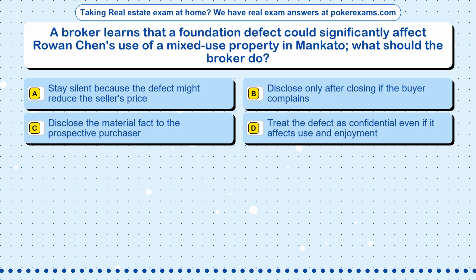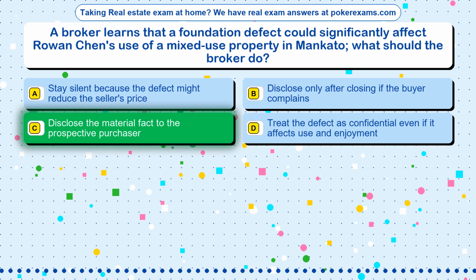Question 67. A broker learns that a foundation defect could significantly affect Rowan Chen's use of a mixed-use property in Mankato. What should the broker do? Option A, stay silent because the defect might reduce the seller's price. Option B, disclose only after closing if the buyer complains. Option C, disclose the material fact to the prospective purchaser. Option D, treat the defect as confidential even if it affects use and enjoyment.